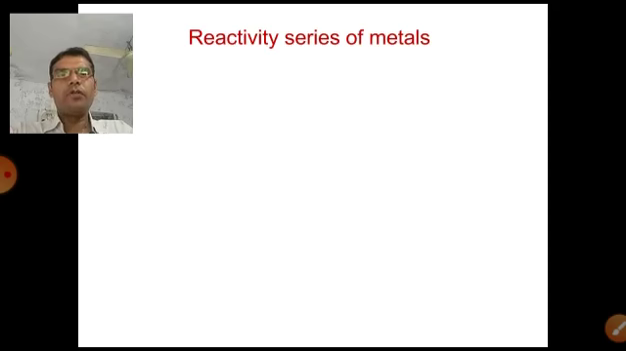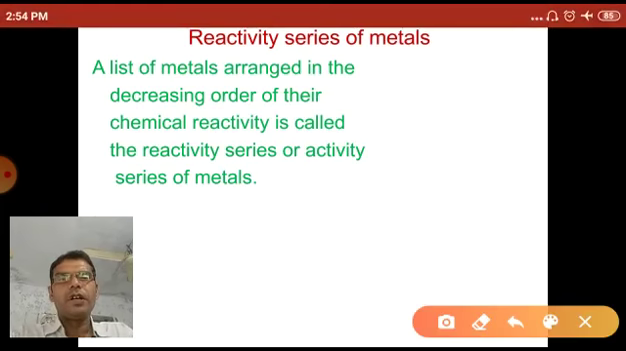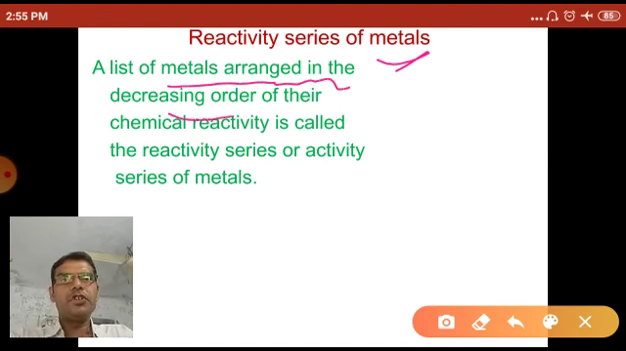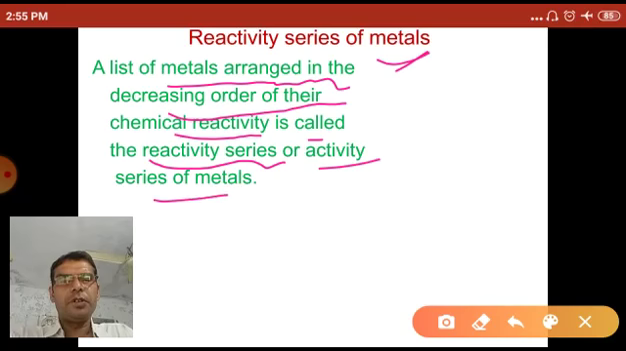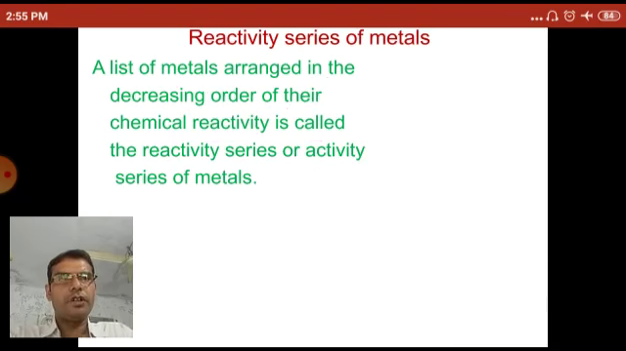Now reactivity series of metals. What is the reactivity series? The reactivity series is a list of metals arranged in the decreasing order of their chemical reactivity, and it is called the reactivity series or activity series. So when we arrange the metals in decreasing order of reactivity from top to bottom, they form a series of metals, and that series is called the reactivity series or activity series.